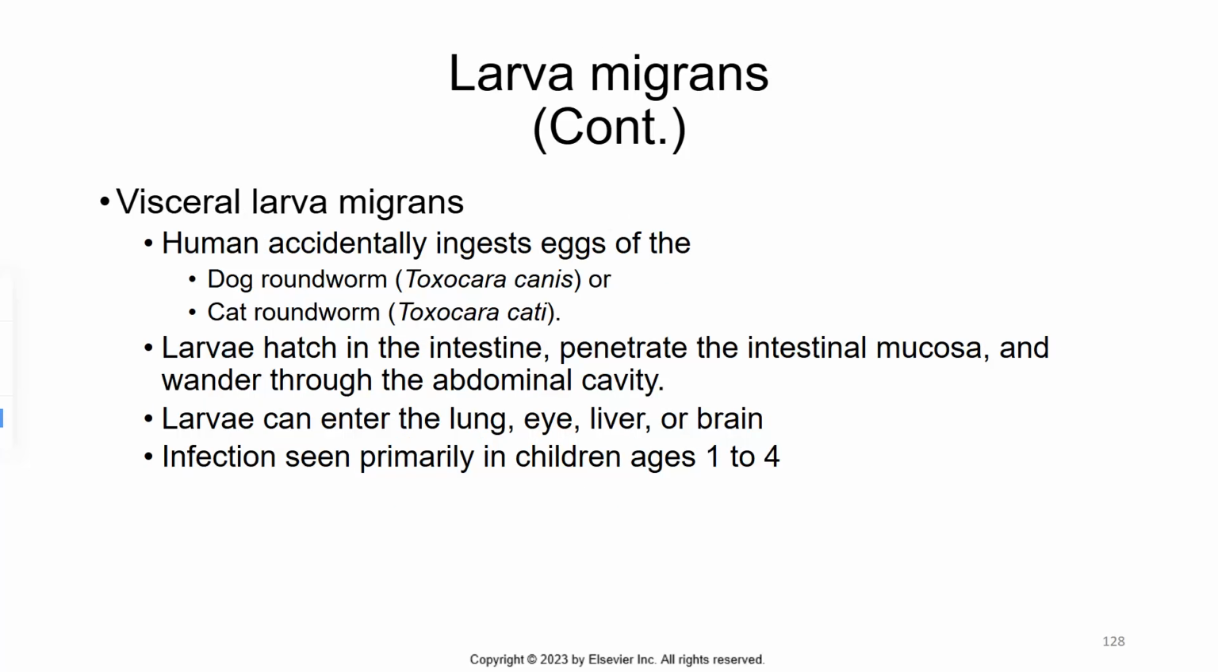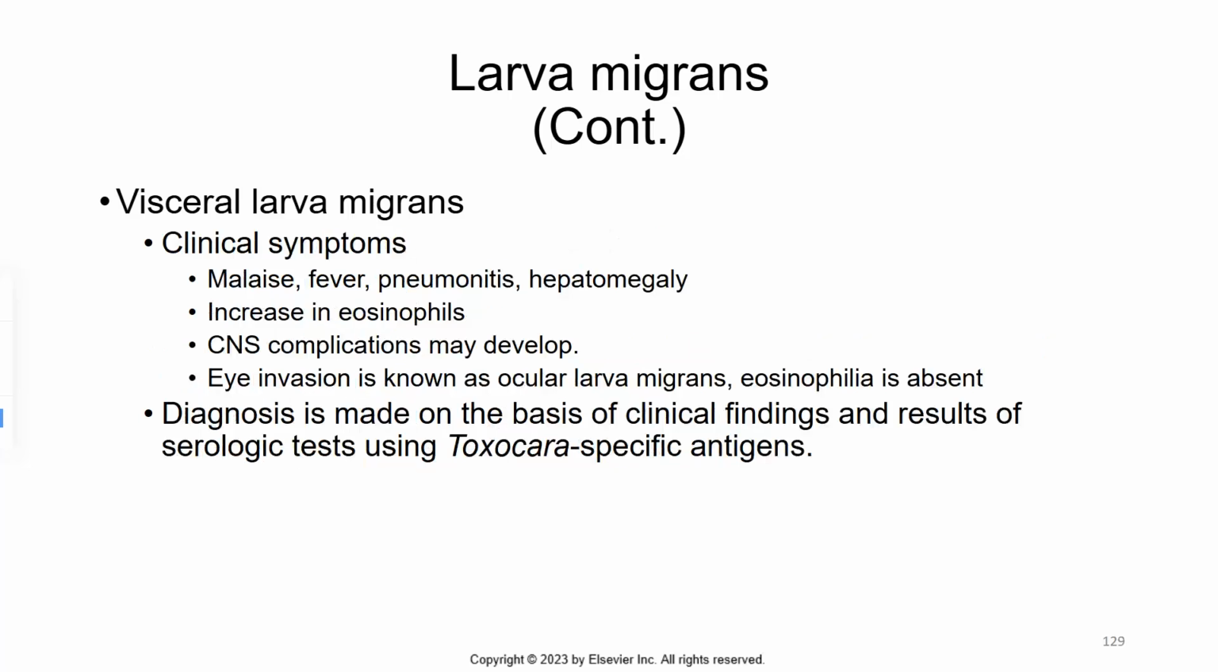Visceral larval migrans. Humans accidentally ingest the eggs of the dog roundworm, Toxocara canis, or the cat roundworm, Toxocara cati. Larvae hatch in the intestine, penetrate the intestinal mucosa, and wander through the abdominal cavity. Larvae can enter the lung, eye, liver, or brain. The infection is seen primarily in children ages 1 to 4.